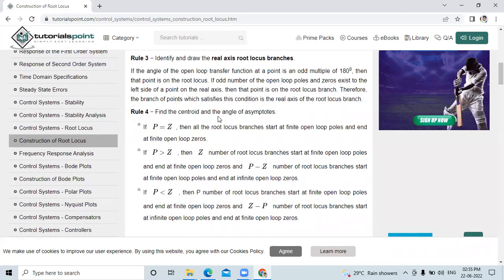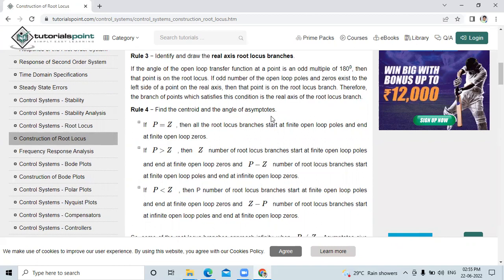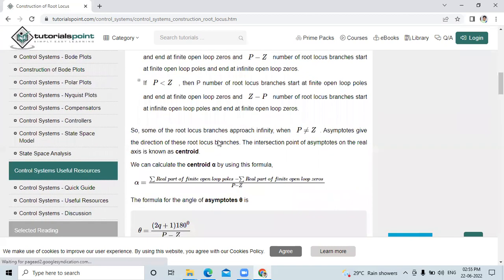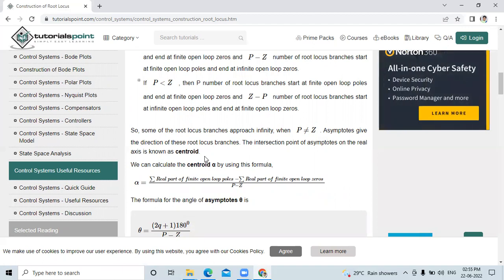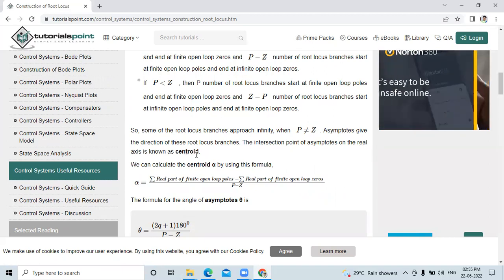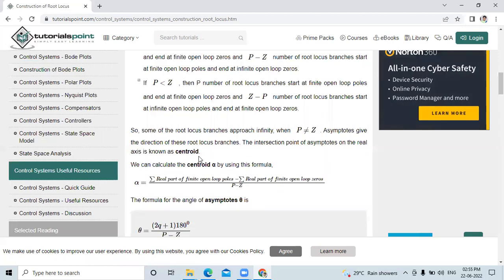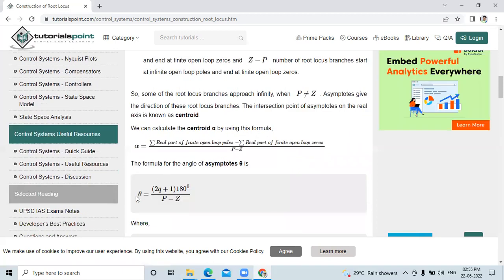Next is the rule to find the centroid and the angle of asymptotes. So we shall go directly to the centroid. Asymptotes give the direction of the root locus branches. And the intersection point of asymptotes on the real axis is known as the centroid. So what is the formula for the asymptote?